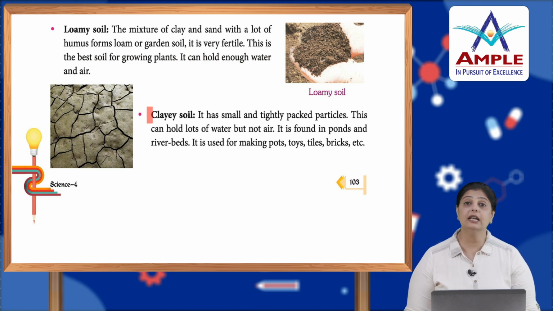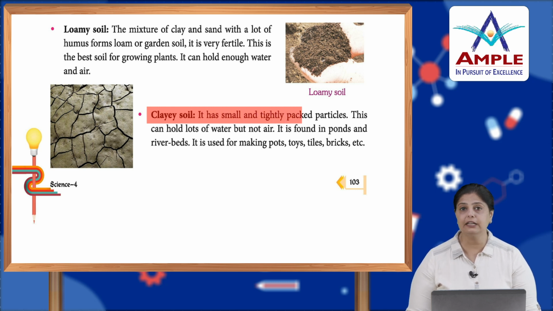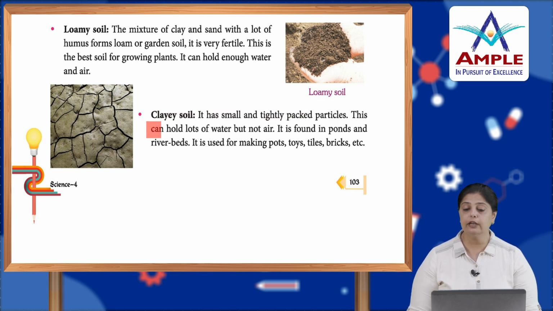Now, next is the clayey soil. It has small and tightly packed particles. This can hold lots of water, but not air. It is found in ponds and riverbeds.